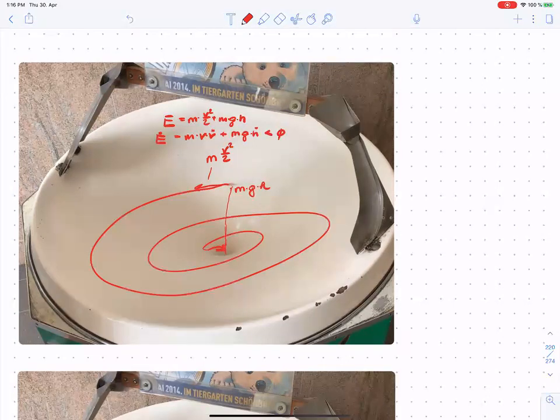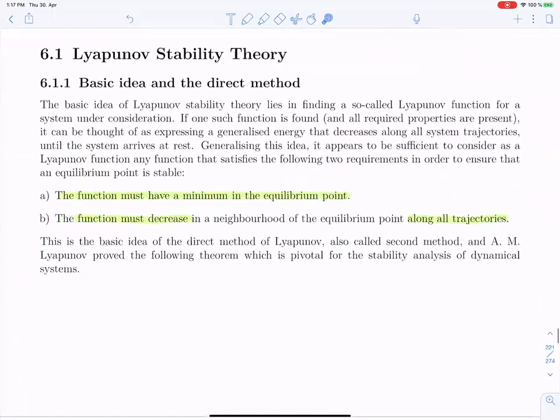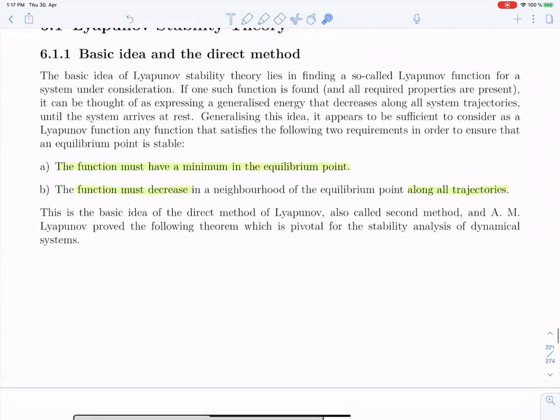So first of all, he was a mechanics guy, but he was also a mathematician. So he thought, is the overall energy of a mechanical system the only way we can prove stability? Because essentially the systems might look different. You might have electrical systems or any other sort of system. So he generalized this idea of stability theory and came up with a very nice theorem, if you want.